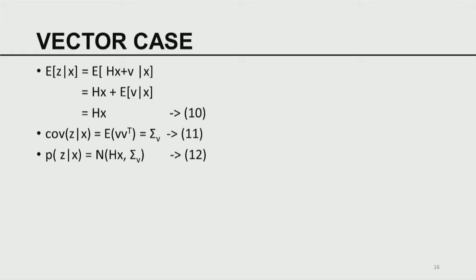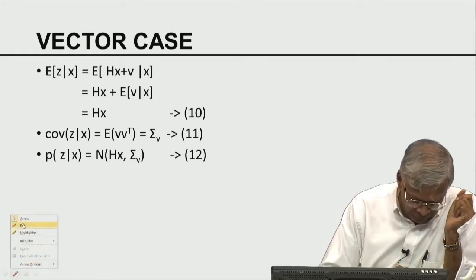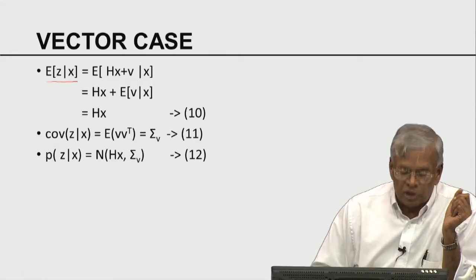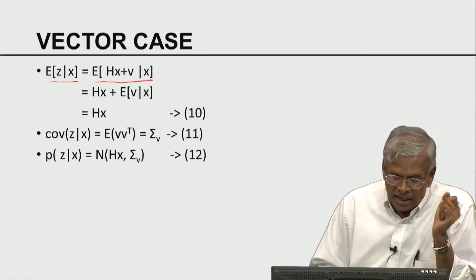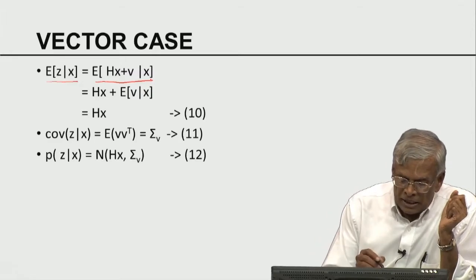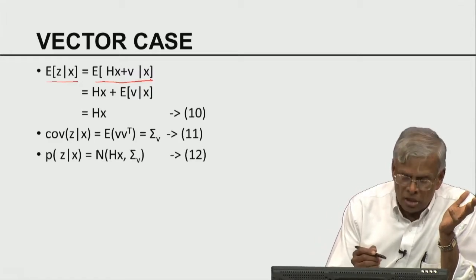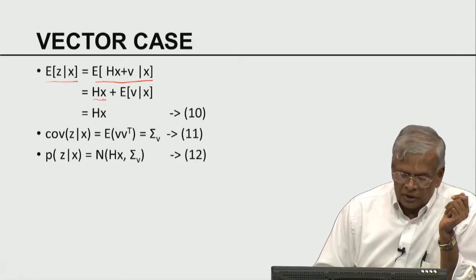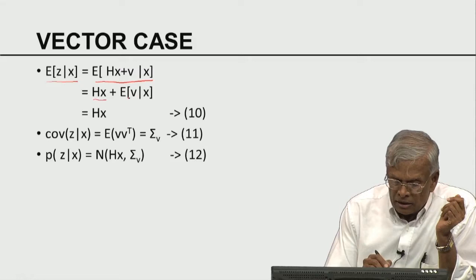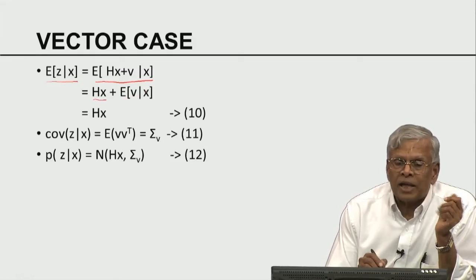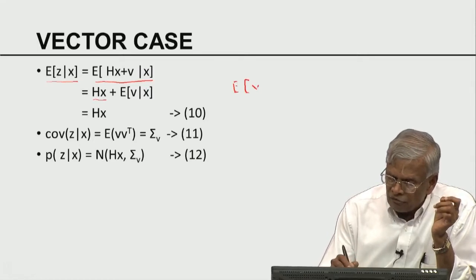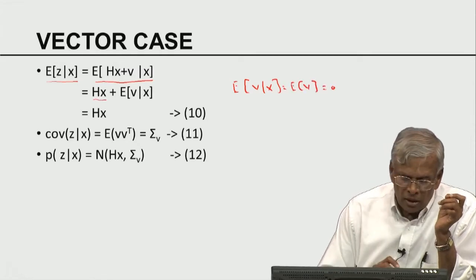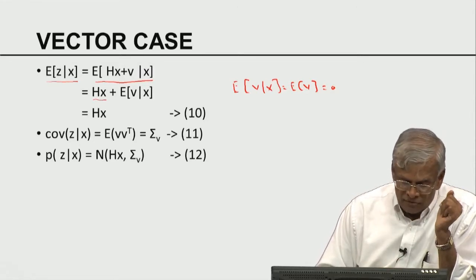So the conditional expectation of Z with respect to X is equal to the conditional expectation of H of X plus V given X. Since X is given, H of X is already known. So H of X comes out of the expectation operator. We are left with the conditional expectation of V with respect to X. X and V are uncorrelated. Therefore, E of V given X is equal to E of V, which is equal to 0. Therefore, the conditional expectation of Z with respect to X is H of X.